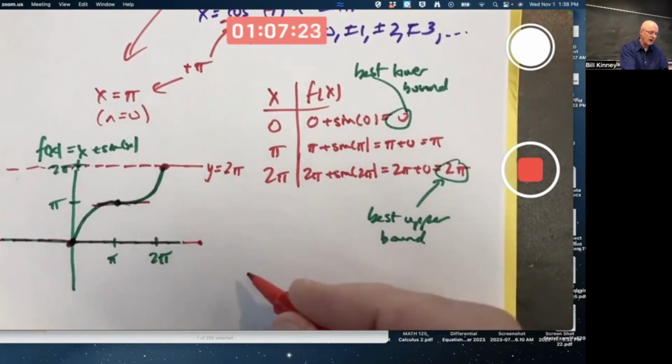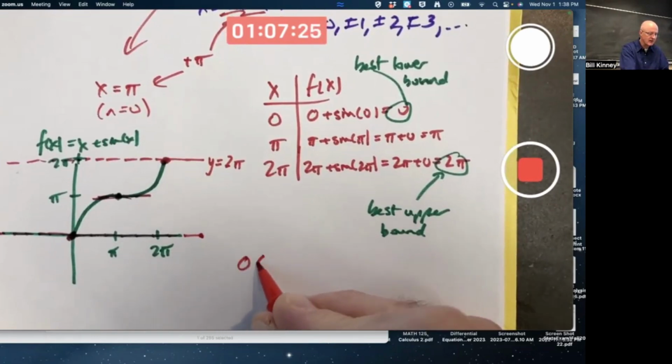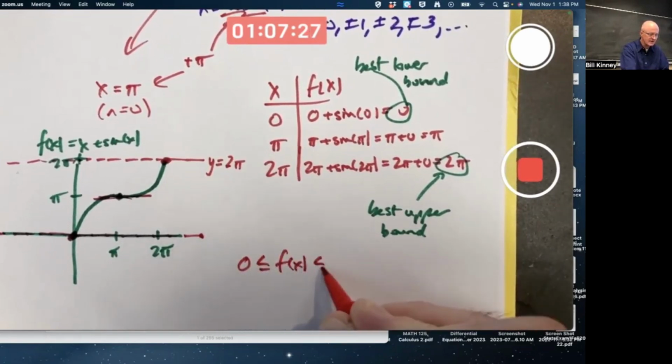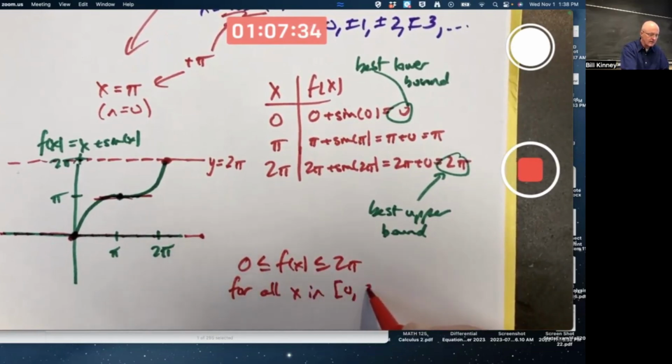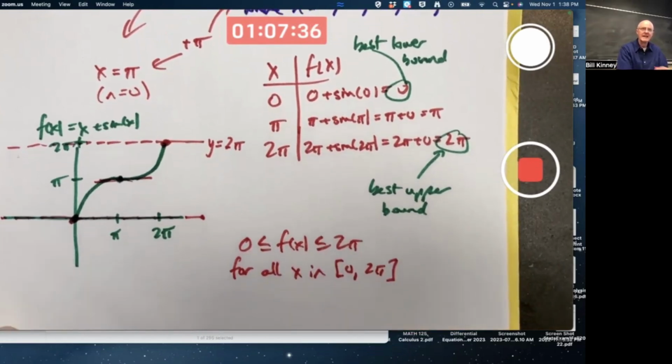And we could even write inequalities. We could say 0 is less than or equal to f of x is less than or equal to 2 pi for all x in the closed interval from 0 to 2 pi. That's something we can say here. We can write inequalities.